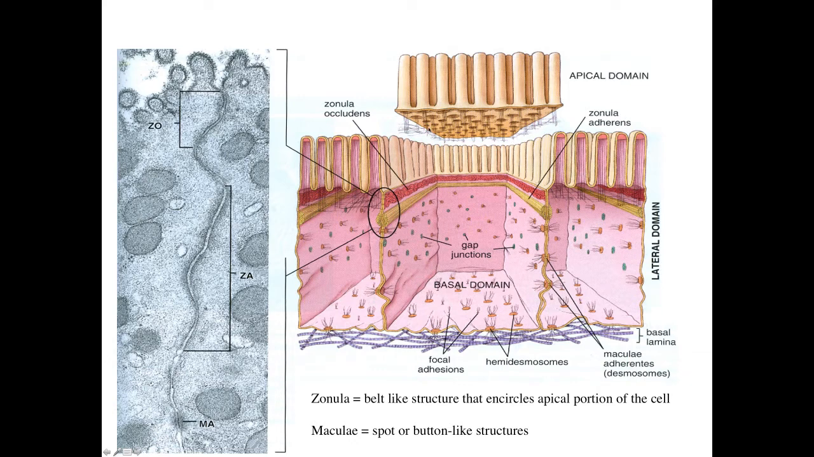But then the artist has now drawn these two zonulas, with the zonula occludens on the more apical region of the cells, and then the zonula adherens also on the apical region of the cell, but below the zonula occludens. Then the artist has drawn macula adherens, also given the term desmosomes, throughout the cells, and we will talk a little bit later about hemi-desmosomes and focal adhesions, other types of junctional complexes on these cells.